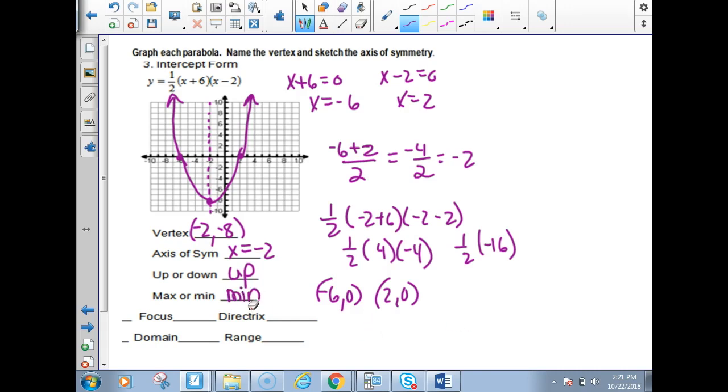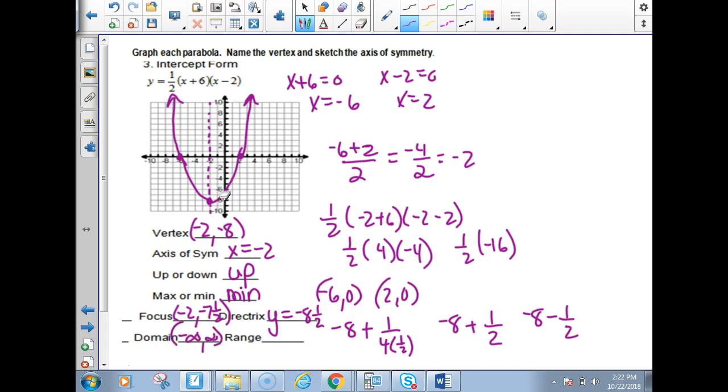The focus is going to be negative 2 and then negative 8 plus 1 over 4a. a is 1/2. 4 times 1/2 is 2, so it's going to be negative 8 plus 1/2, and that's negative 7.5. The directrix is k, again, negative 8 minus 1/2, 1 over 4a. That's negative 8.5. Domain's negative infinity to infinity, and this one has a range of negative 8 to infinity.